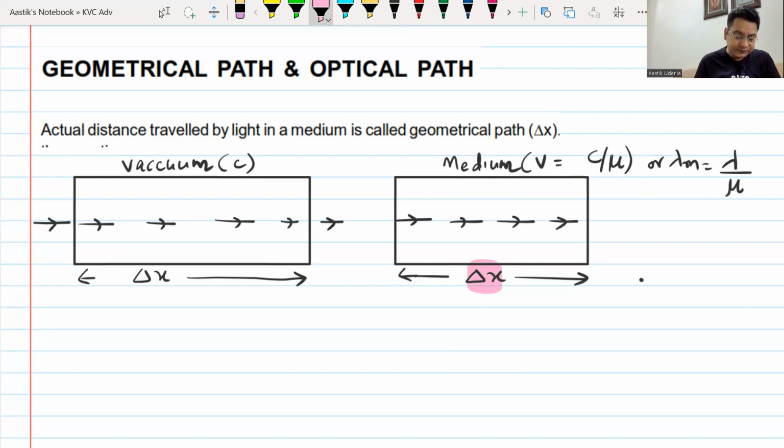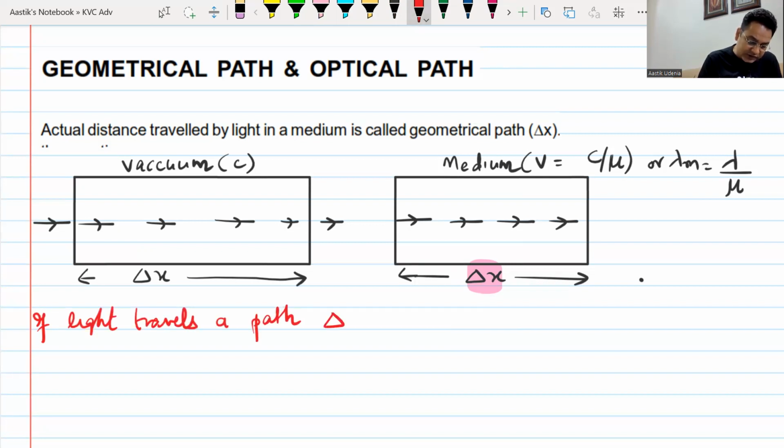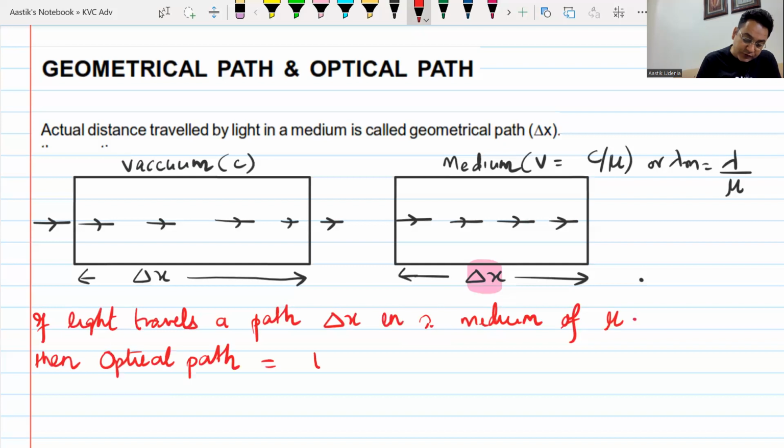In very simple terms, if light travels a path delta x in a medium of refractive index mu, then the optical path is equal to mu times delta x. So a distance delta x traveled by light in a medium, in the same time, how much distance it will travel in vacuum, that distance is known as optical path.